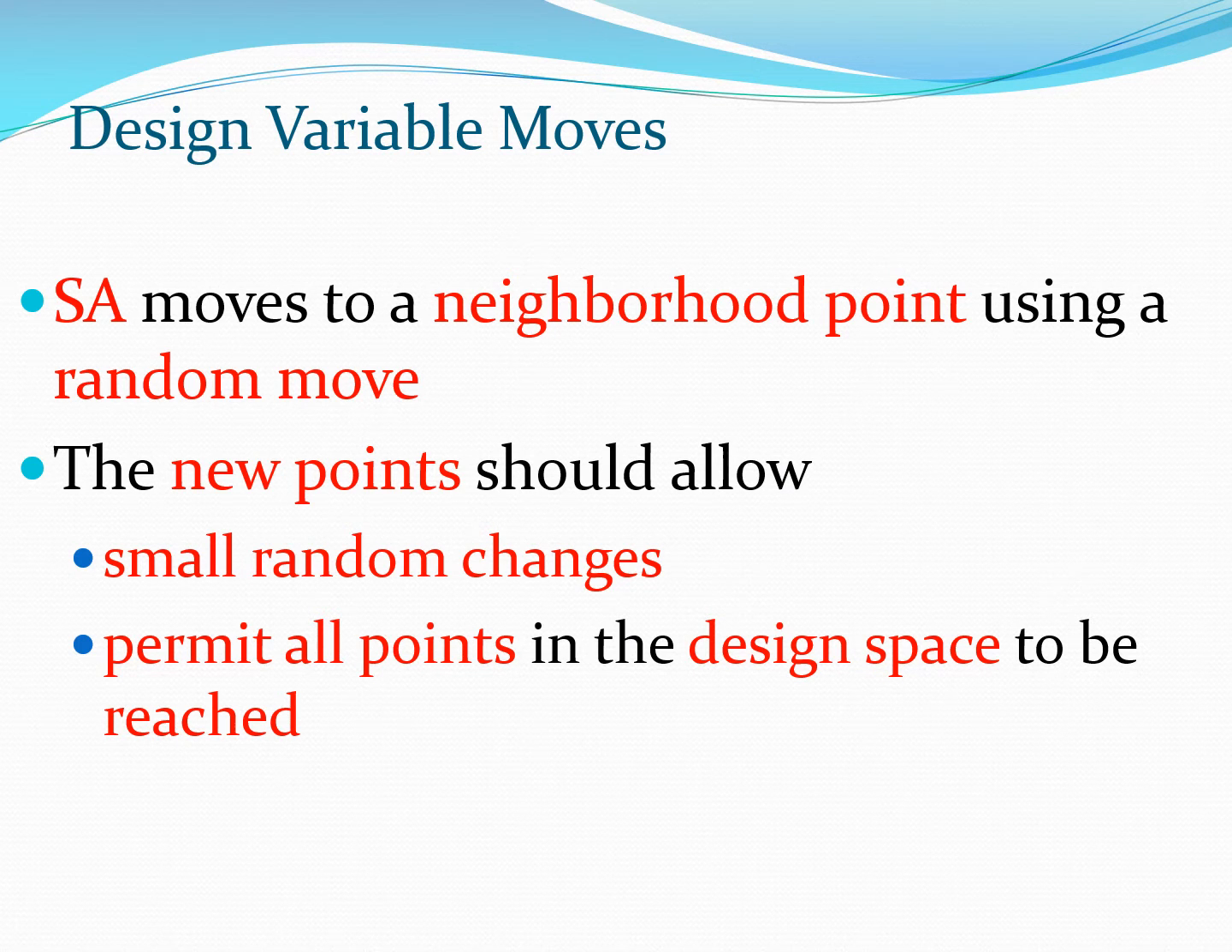Now, in this lecture, I'm going to discuss how the design variable moves around in the design space. Now, we saw that SA moves to a neighborhood point using a random move. And we will see that random numbers are involved in this move. Now, there are a few things to keep in mind whenever a new point is generated. One is that any new point generated should permit you to have small random changes, and also it should permit that all points in the design space should be reachable. So these are some aspects to consider.